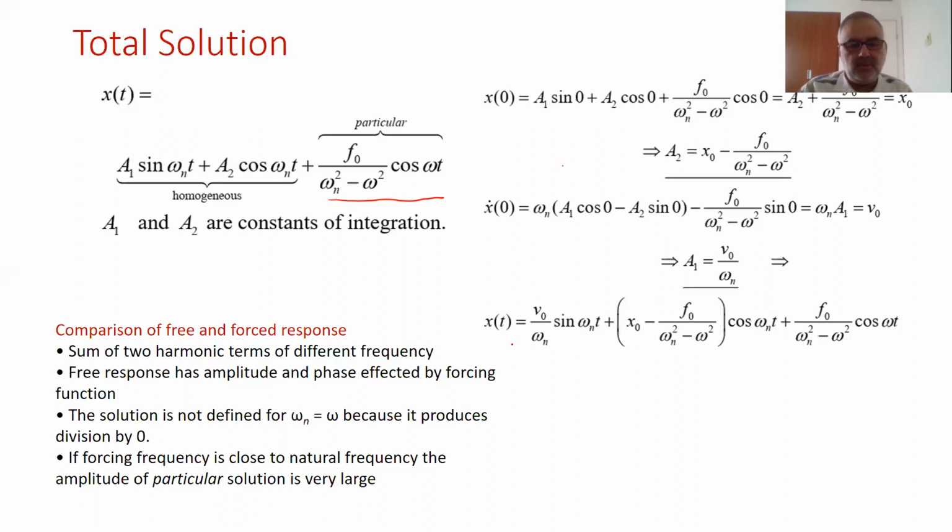Okay. Now, as we have said before, the solution is not defined for the case where the natural frequency is equal to the forcing frequency, because it produces, as we see over here, a division by 0. This is something you should be noting. And if the forcing frequency omega is not exactly equal, but close to omega n, then this term becomes close to 0, so the amplitude of the response would be very large, especially in the particular solution.